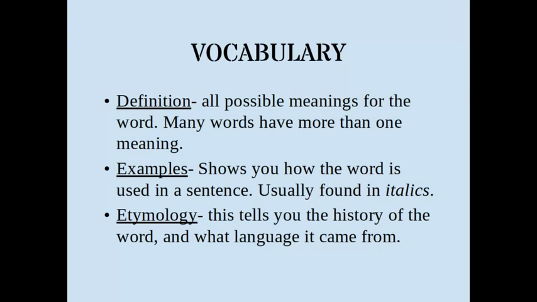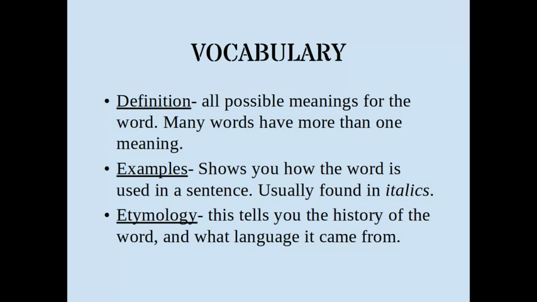The definition is all the possible meanings for the word. Many words have more than one meaning. So we've heard that before with multiple meaning words, right? You might have a word that has more than one definition or more than one meaning. It will also show you examples. So it shows you how the word is used in a sentence. And that's usually found in italics. So that italic print is usually the examples of how you would use the word in a sentence.